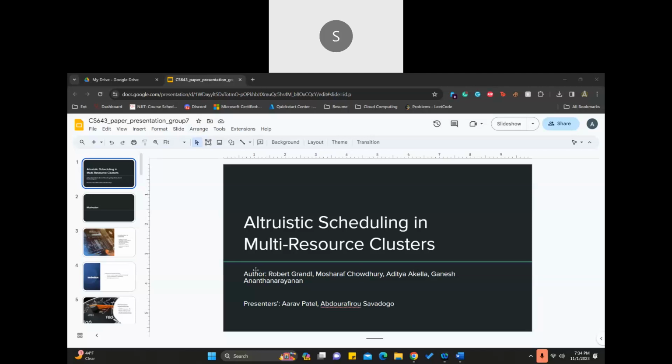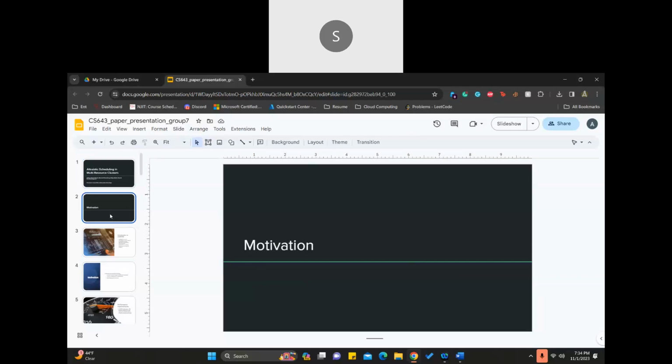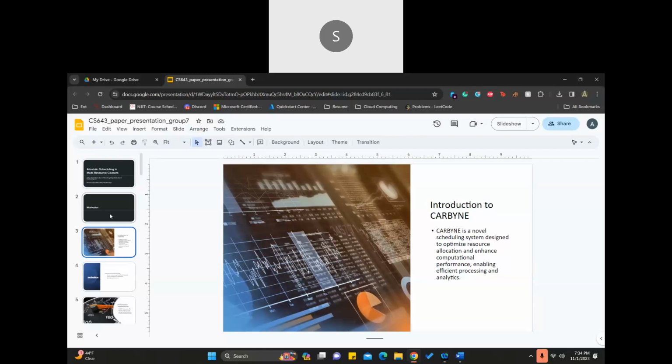Altruistic scheduling in multi-resource clusters. Can you go to the next slide? Motivation. Okay, in the first part of the slides, we are going to talk about the motivation and introduction to Carbon.